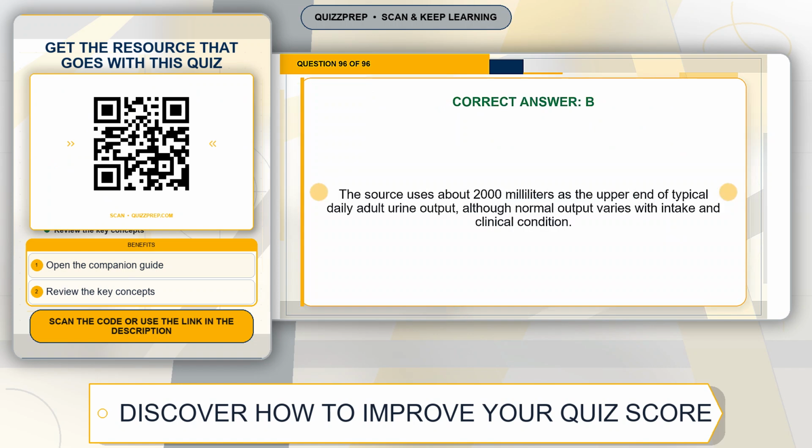Explanation: the source uses about 2,000 milliliters as the upper end of typical daily adult urine output, although normal output varies with intake and clinical condition.